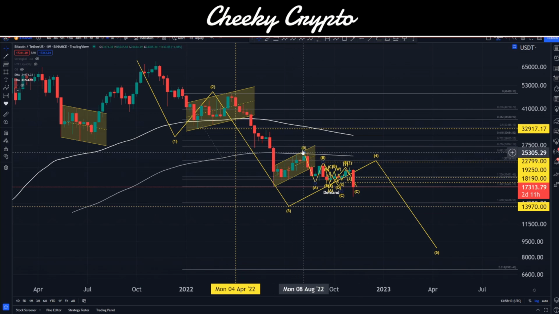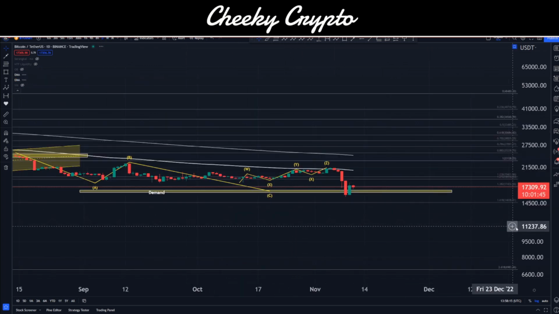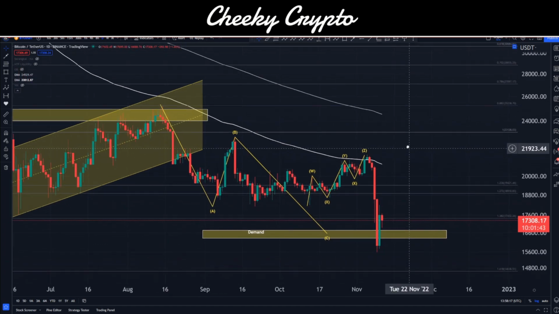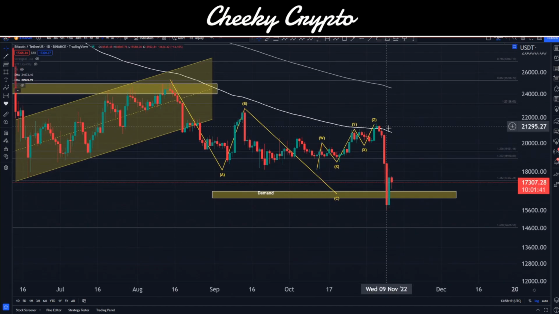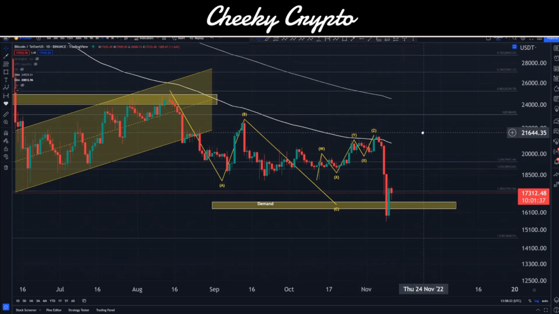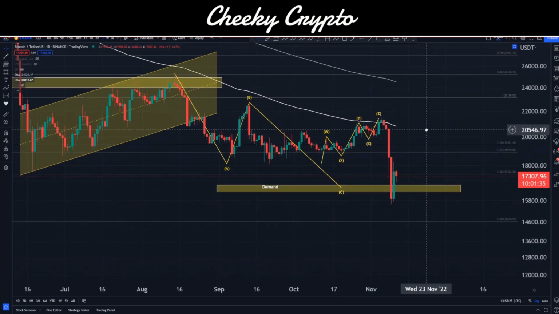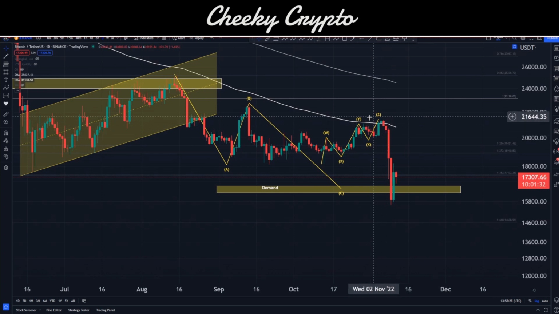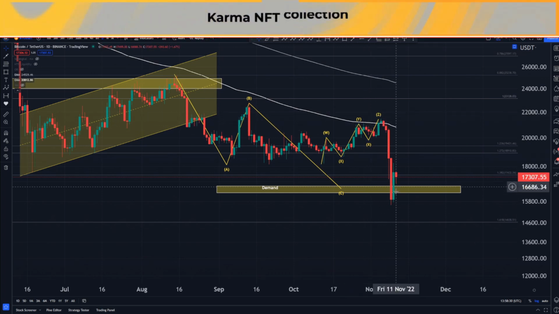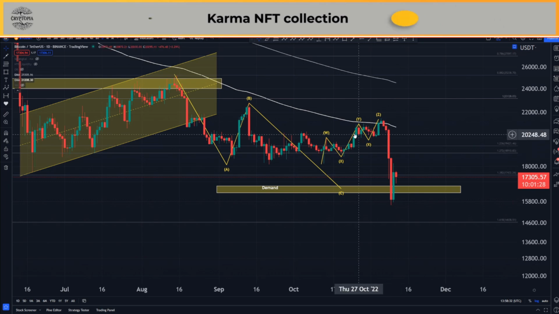We can see that we tested these areas before and got rejected. Even if I bring this down to the daily, this is what I was talking about just a few days ago, just before we actually saw all of this FTX stuff. We're testing this 100 EMA, and the 200 EMA is way up there, right? So we know that we're looking at rejection from here, and this is going to be a pretty brutal time for us.